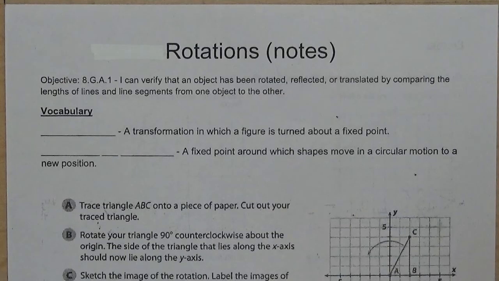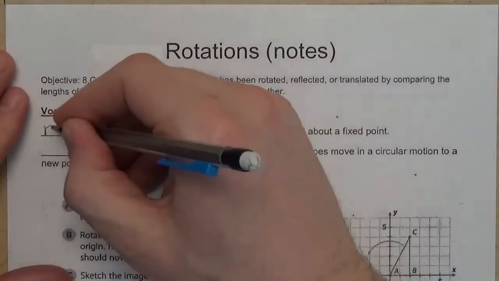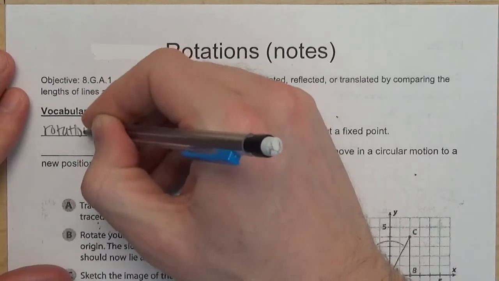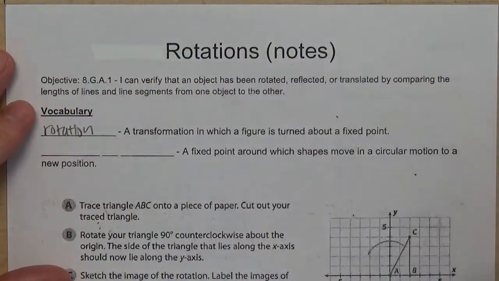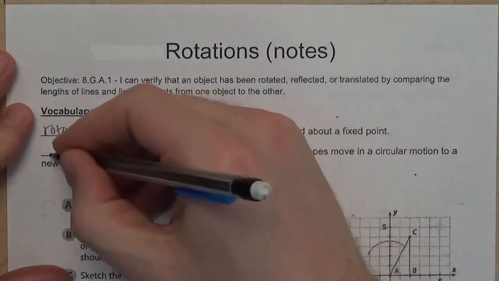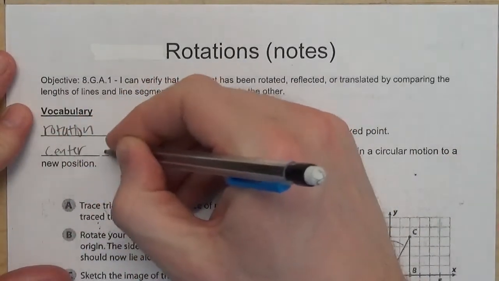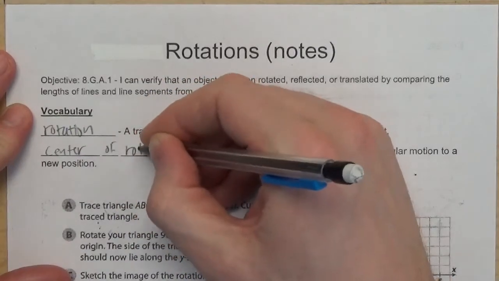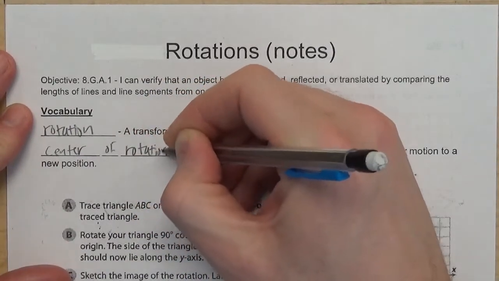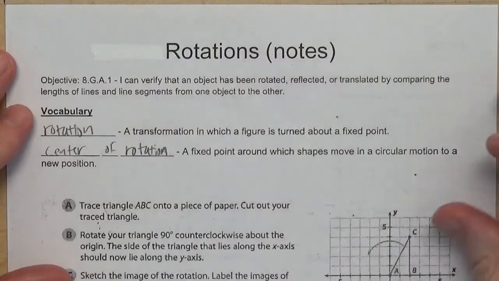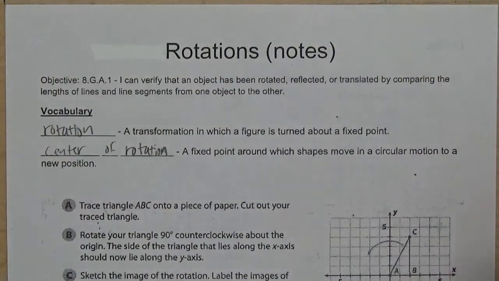Our vocabulary terms today, first one says a transformation in which a figure is turned about a fixed point. That is a rotation, a turn. A fixed point about which shapes move in a circular motion to a new position. That's called the center of rotation. Our center of rotation, almost always when we're working with rotations, will be the origin. So we're going to rotate things around the origin, which is going to make things a little bit easier for us.